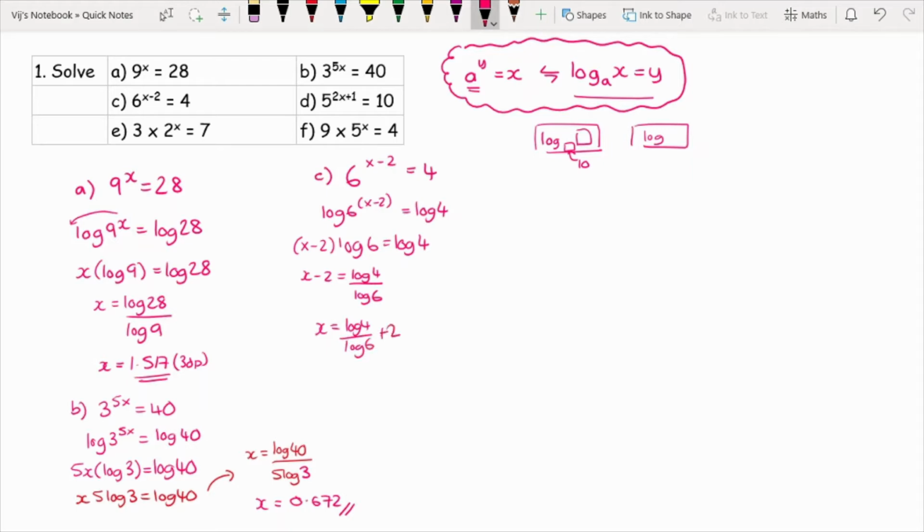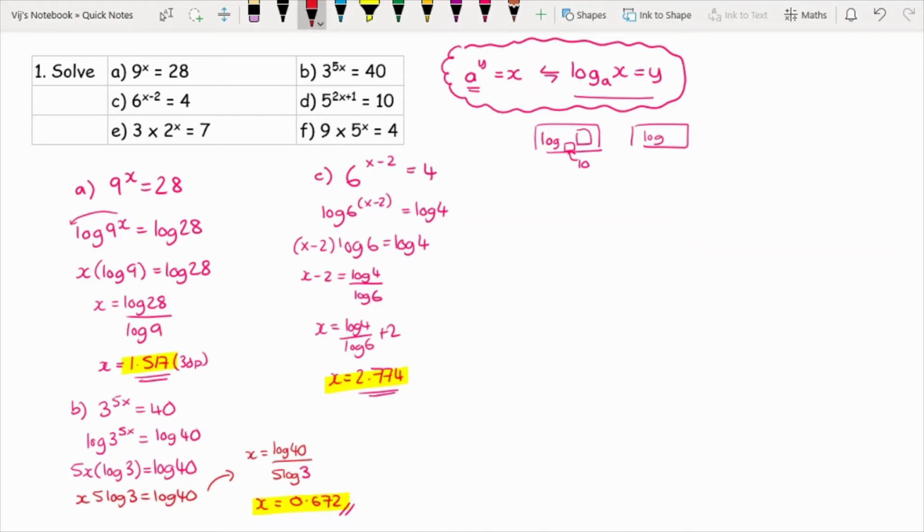So from this, we've got x equals log 4 over log 6 plus 2, which gives us an x value of 2.774 to 3 decimal places. And let's just highlight these answers so you can see whereabouts they are.